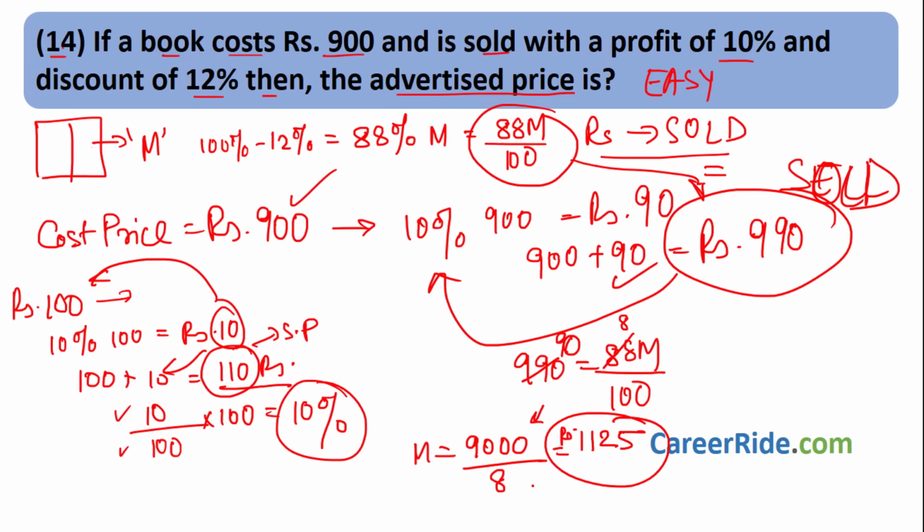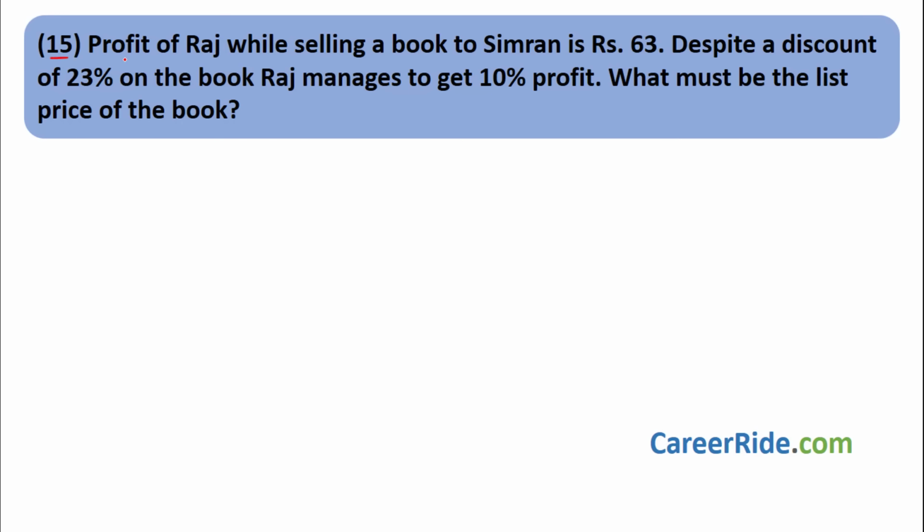Moving to next question. Question number 15. Profit of Raj while selling a book to Simran is rupees 63. Despite a discount of 23% on the book, Raj manages to get 10% profit. What must be the list price of the book?